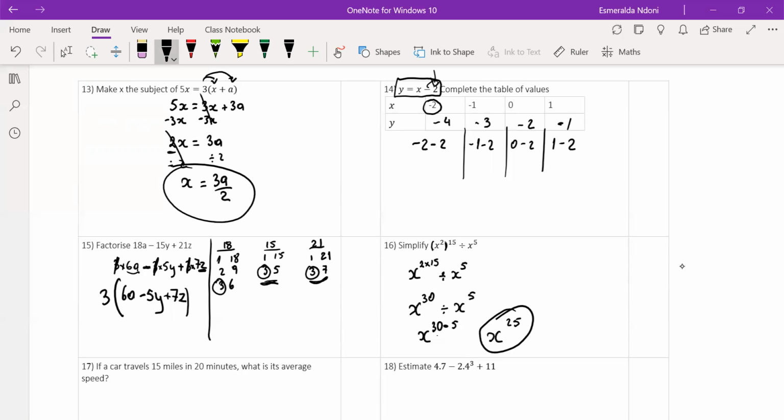So make sure that you correct this as we're going along. If I'm going too fast, make sure you pause the video and do the corrections and the notes.